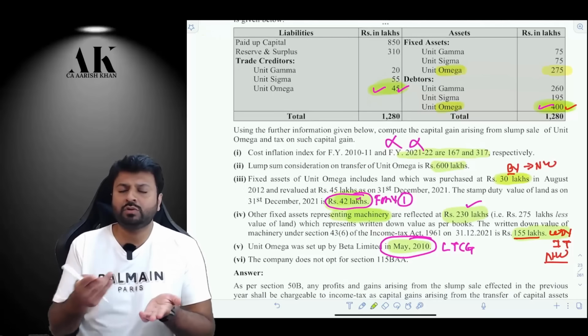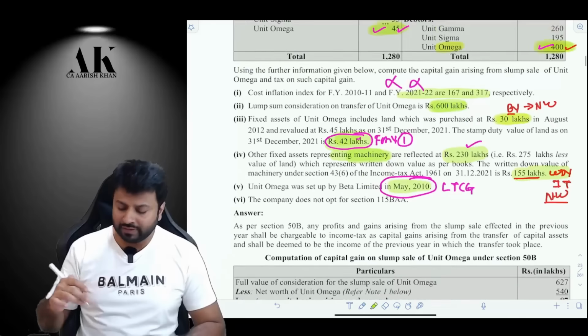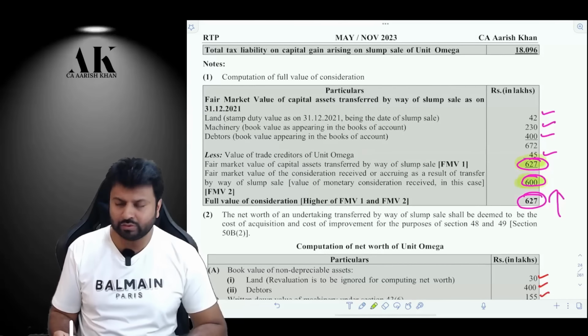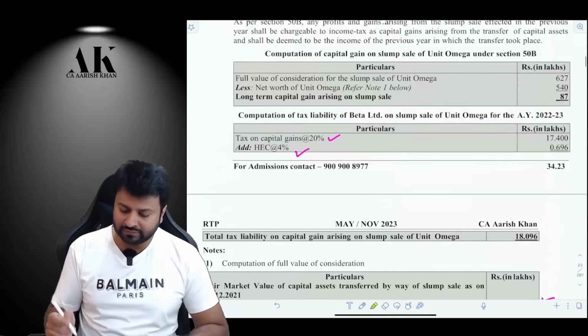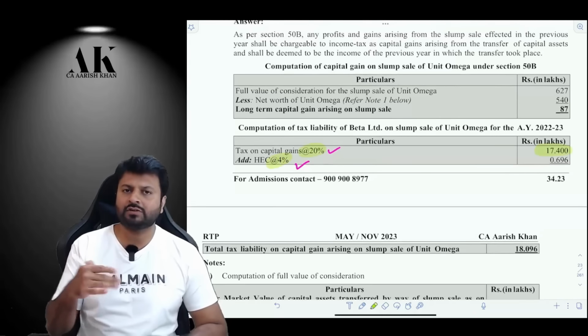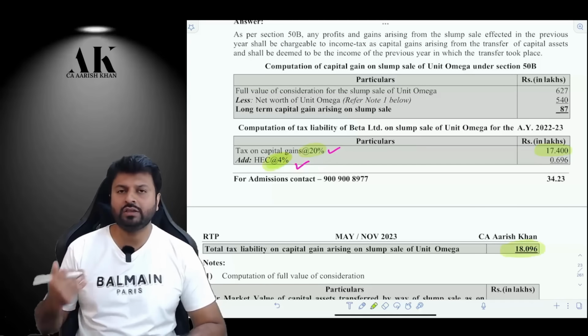What is FMV number 2? FMV number 2 is nothing but what you have received. How much you have received? You have received 600 lakhs. Therefore, you will compare your FMV1 with your FMV2. Your FMV1 is 627, FMV2 is 600, whichever is higher, that will become your FMV, and your cost is 540 lakhs. Then we will compute your long-term capital gains. Long-term capital gains will be charged at 20% tax, no surcharge, because the income does not exceed 1 crore. 4% cess you will apply, and that will become your tax rate. Okay, you can check it over here.